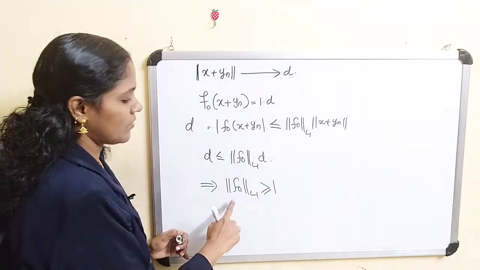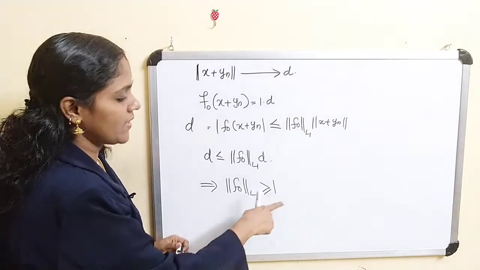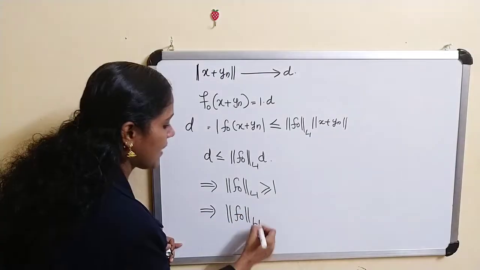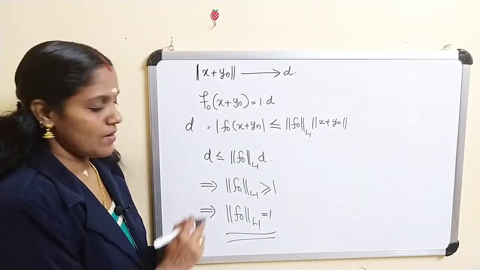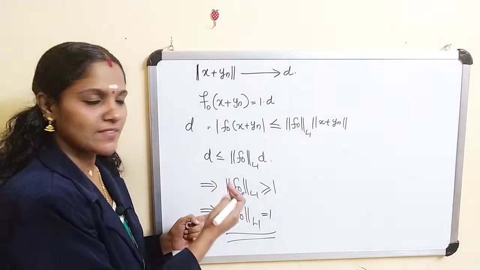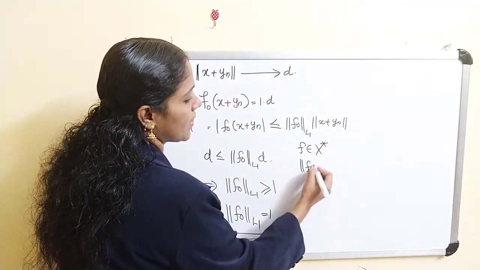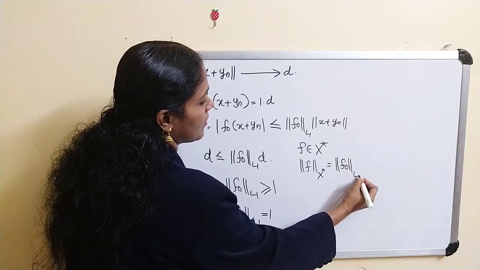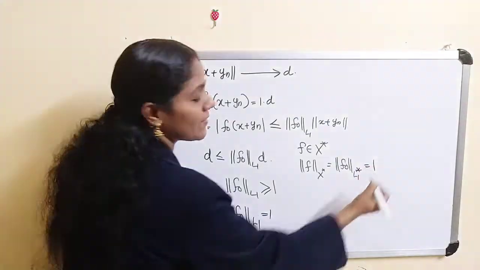Okay. Already we get this norm of f naught L1 is less than or equal to 1. Here greater than or equal to 1. This implies norm of f naught L1 is equal to 1. Now we apply the Hahn-Banach theorem for this f naught. For this f naught, there exists an f belongs to X star such that norm of f under X star is the same as norm of f naught L1 star. But this is equal to 1.